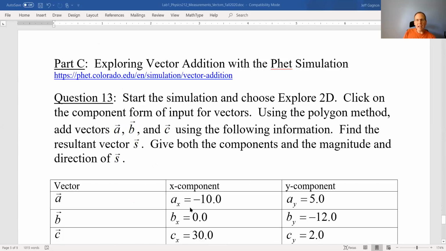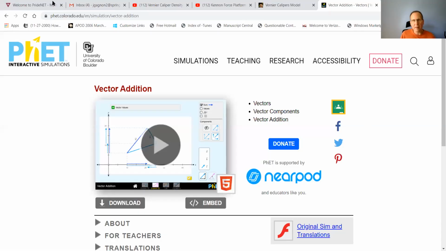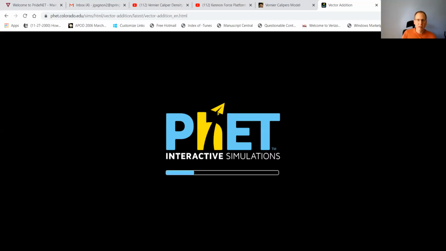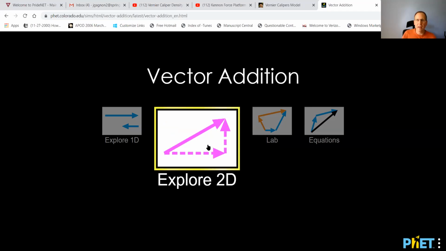Okay, and then the last part, we're just gonna play around a little bit with another simulation from the PHET collection of physics simulations. So we're gonna go to the simulation. Let me do that now. Okay, so go to the simulation. You can start it by pressing play. And then we're gonna use the Explore 2D part of the simulation. So you wanna click on that, Explore 2D.